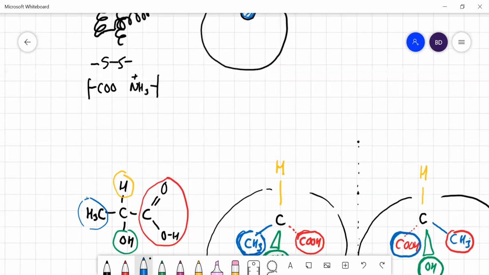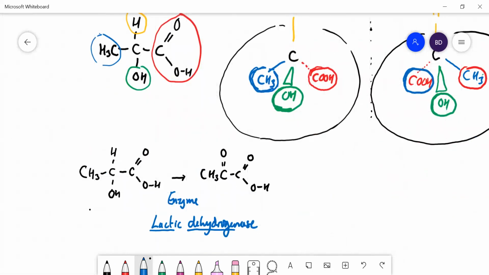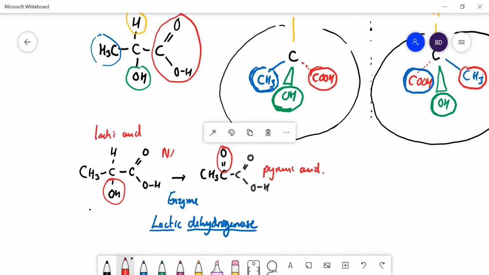So let's have a think about this enzyme here, lactic dehydrogenase. This is lactic acid here. It's 2-hydroxypropanoic acid. And the alcohol is oxidized to the ketone here. This is pyruvic acid. So you can see you've got a carbonyl group there, you've got an alcohol group there. So it's an oxidation reaction, and the oxidizing agent, if you do biology, is actually NAD+. We won't worry about that though.